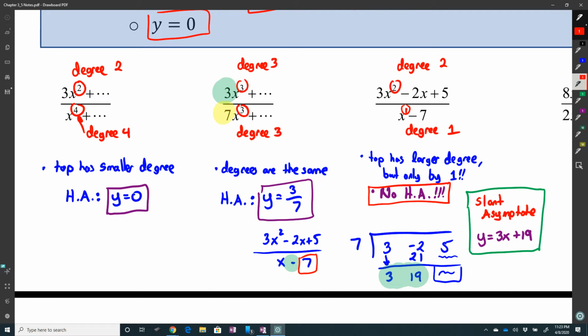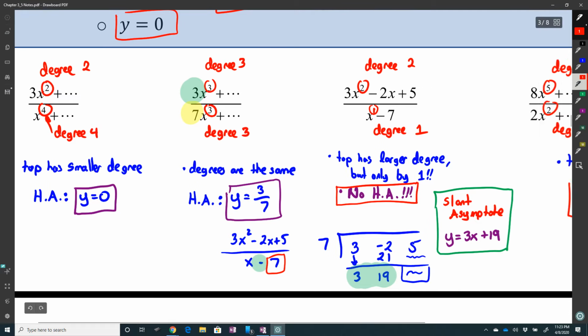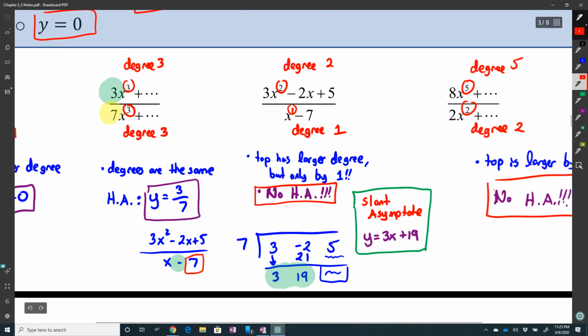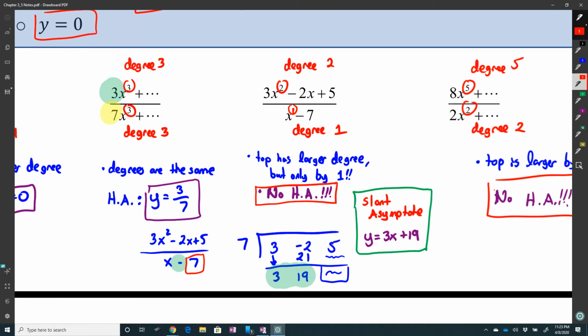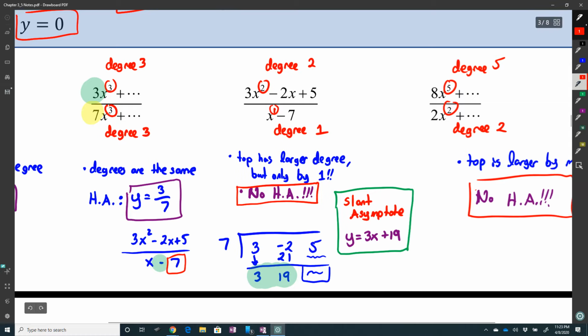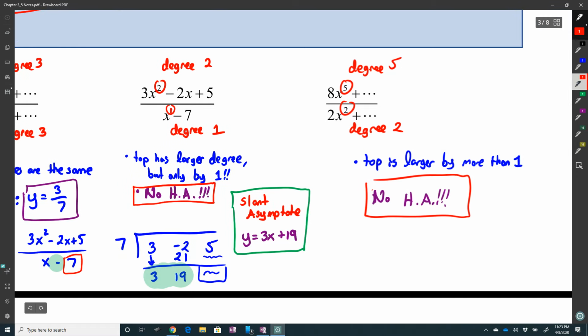If the top is smaller, y equals 0. If they're the same, you divide the leading coefficients. Okay, if the top is larger by 1, then you go ahead and divide. Sometimes you won't be able to do synthetic division. Sometimes you have to do long division. But you divide, and whenever you're done, your quotient is the slant asymptote. If it's by more than 1, then there's just none.